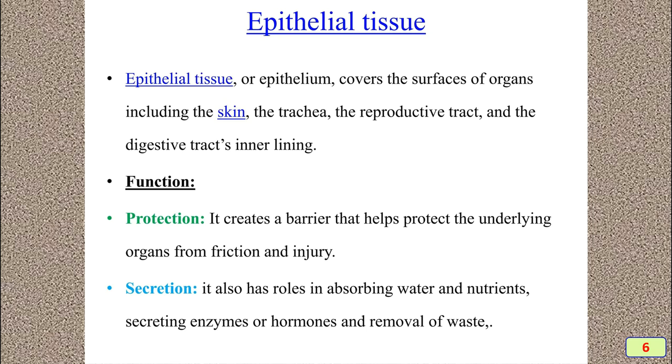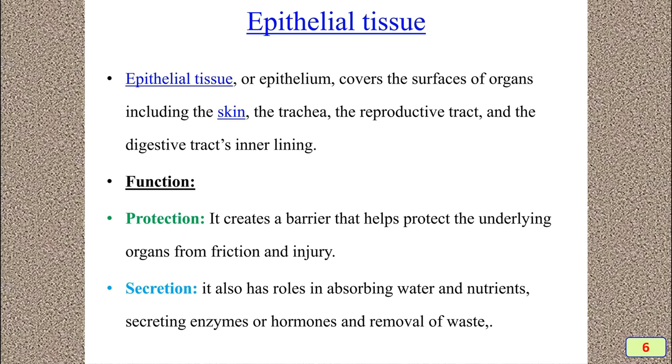Then what is an epithelial tissue? Epithelial tissue, or epithelium, covers the surfaces of organs, including the skin. Epi means above, thelium means cell. So the tracheal tissues, the reproductive tract, and the digestive tract's inner lining are called epithelial tissue.